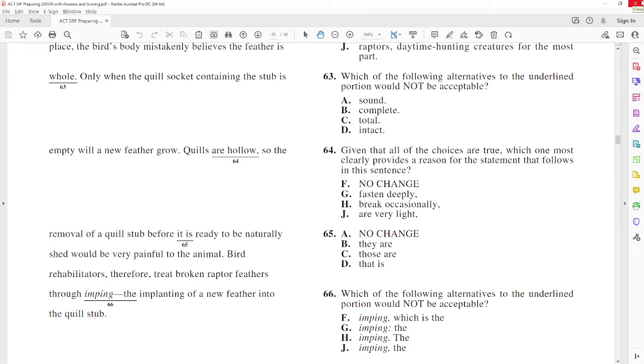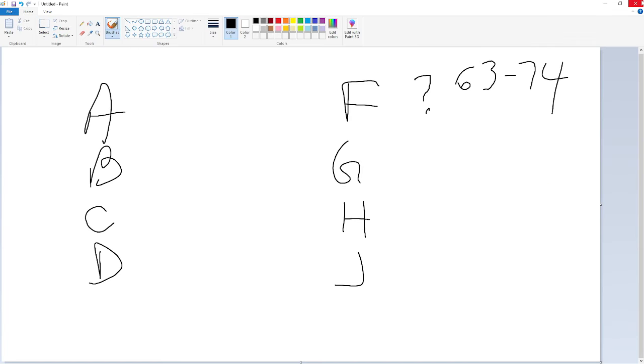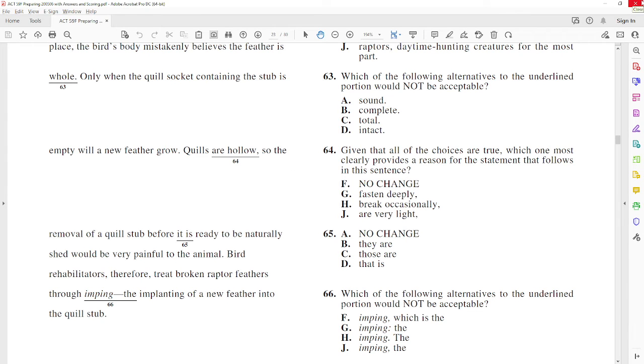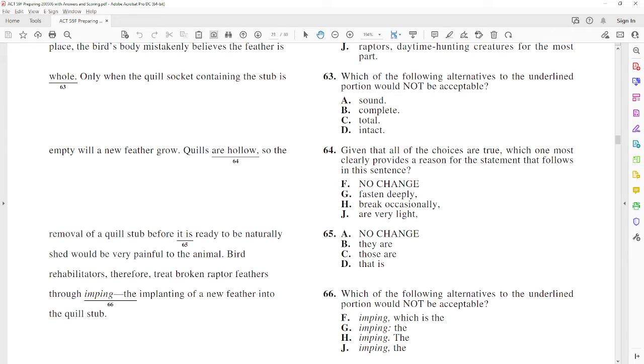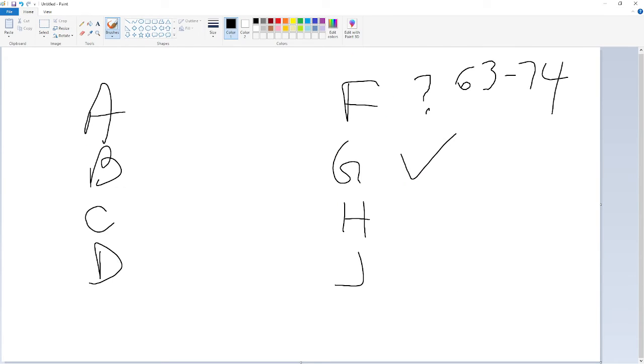Okay, they fasten deeply. Quills fasten deeply, so the removal of a quill stub before it is ready to be naturally shed would be painful. Well, if it's deep, you have to pull it real hard, and it's touching a lot of nerves. So I think that one works. G seems right. Break occasionally. Well, quills break occasionally, so the removal of a quill stub... Well, if they break occasionally and there are nerves in the quill, then breaking it would hurt the bird. Now, I don't know if there are nerves in the quill, but it breaking occasionally would not make its removal painful. It would make its breaking painful. So H does not make sense.